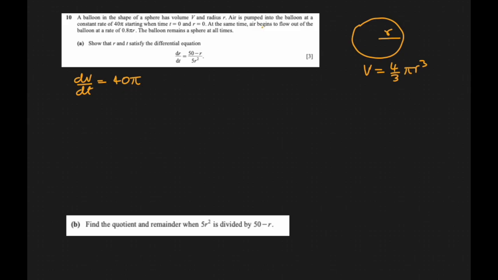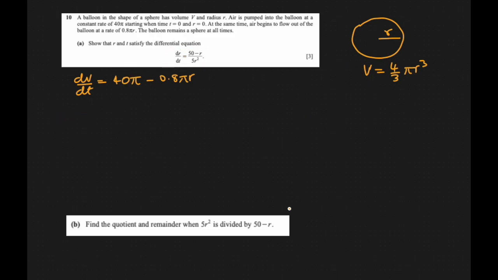At the same time, air begins to flow out of the balloon at a rate of 0.8 pi r. That means it is also reducing by 0.8 pi r. The balloon remains a sphere at all times. Okay, that's a good piece of information. Show that R and T satisfy the differential equation, this one. So we have to arrive at this one.